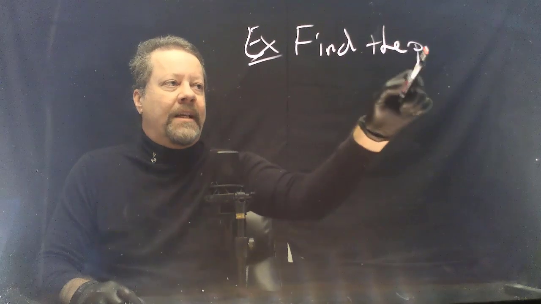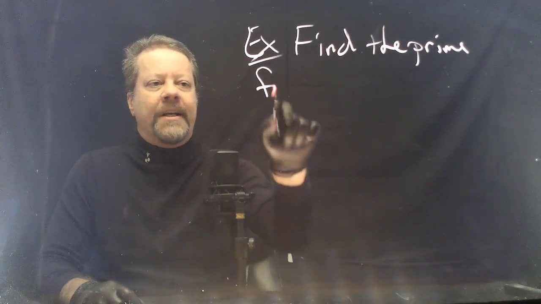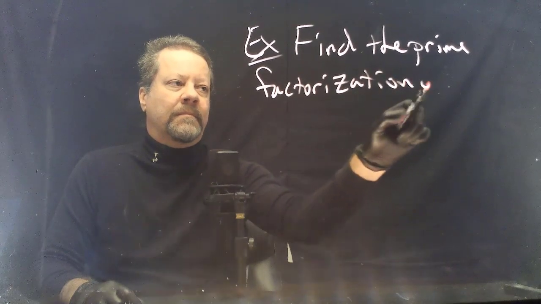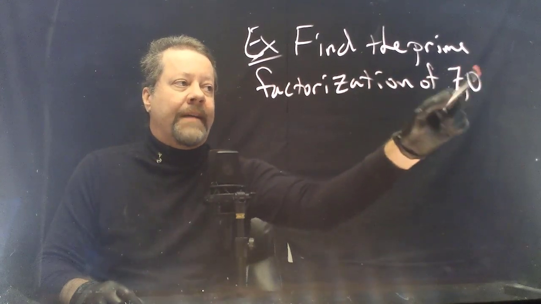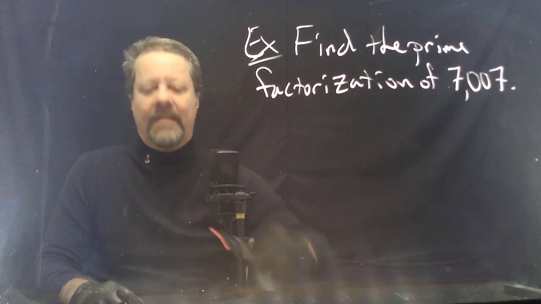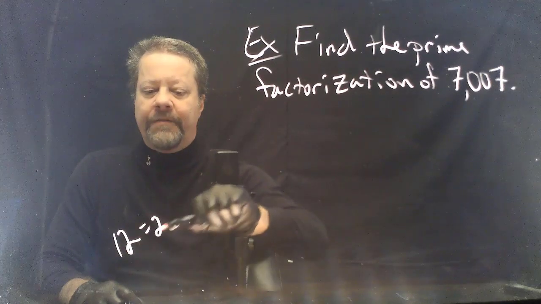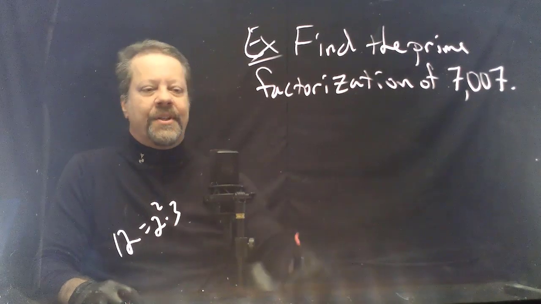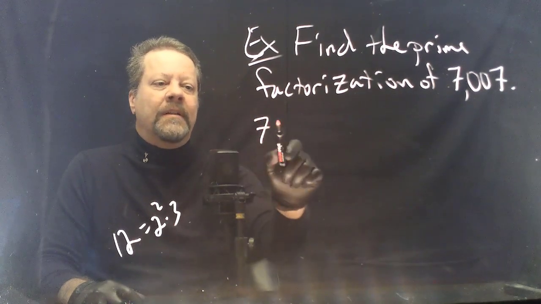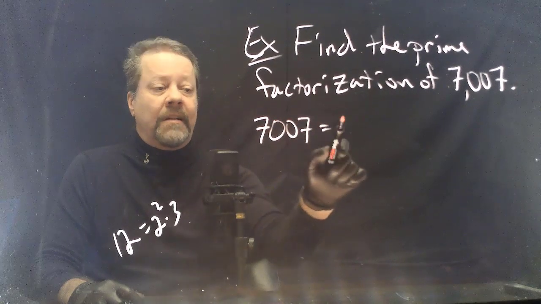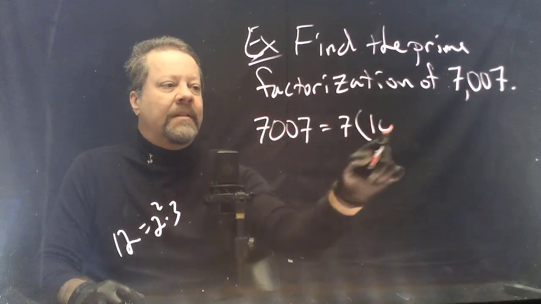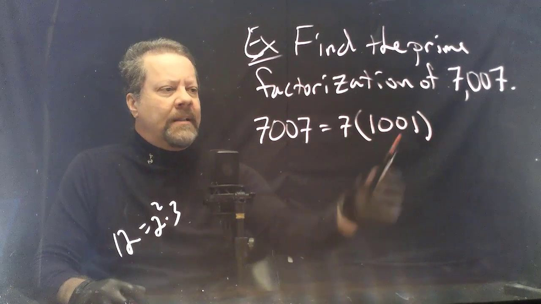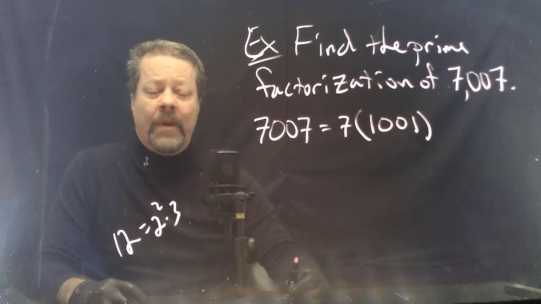Find the prime factorization of 7007. The prime factorization of 12 is 2 squared times 3. We're looking for a similar decomposition of this number. 7007 is clearly 7 times 1001, where 7 is a prime. Now, what are the factors of 1001?